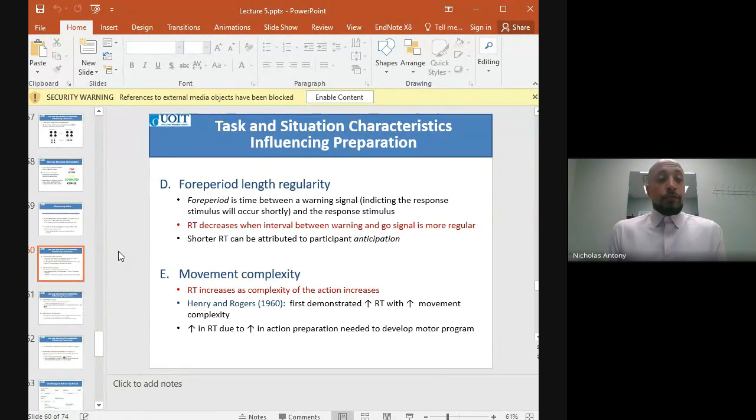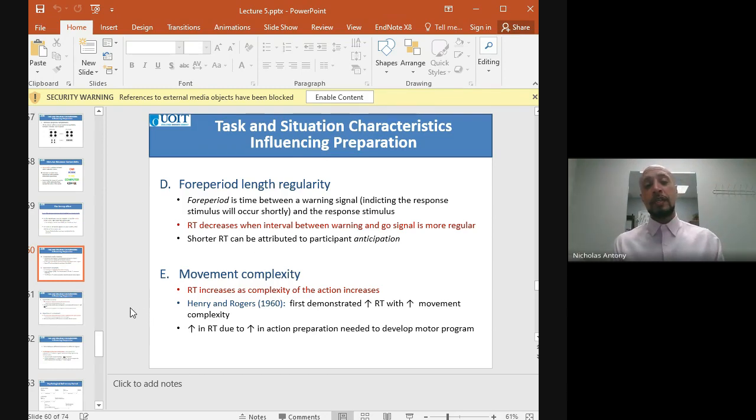So let's finish off with some of the other things that we're evaluated to affect reaction time in action preparation. There was a specific foreperiod. So you know when you get like a race and there's a warning sign and then the go sign? When there is a regularity between the warning and then the go signal, like the amount of time is consistent, you can anticipate. So then you can start processing ahead of time.